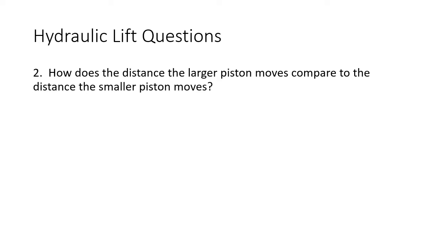So we get to the next slide. All right, and again, this is a question I just answered. Number 2 says, how does the distance the larger piston moves compare to the distance the smaller piston moves? The larger piston moves a smaller distance than the smaller piston. So the smaller piston: larger distance, small force. The large piston: small distance, big force.